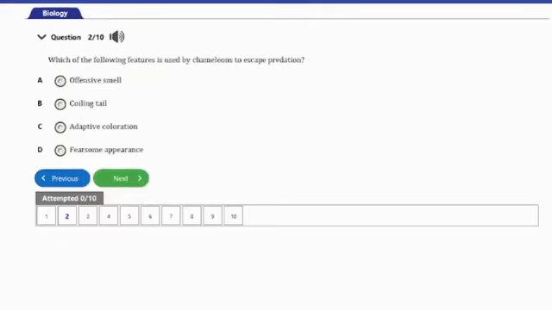It says, which of the following features is used by chameleons to escape predation? We have A, offensive smell, B, coiling tail, C, adaptive coloration, D, fearsome appearance. So guys, the answer to this question is adaptive coloration, and that's option C here. So let's go ahead and consider the next question, guys.